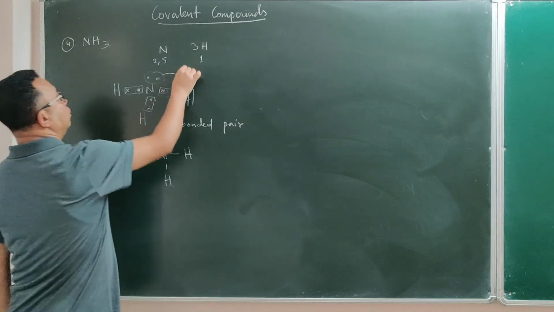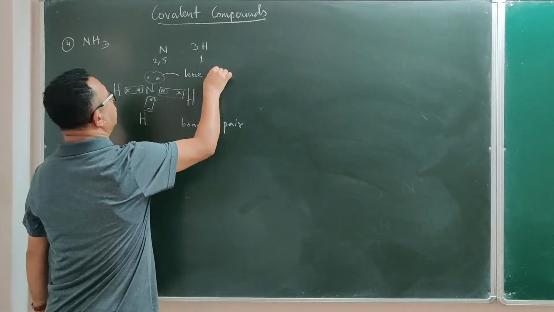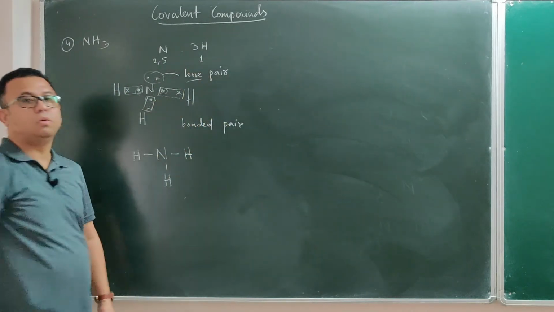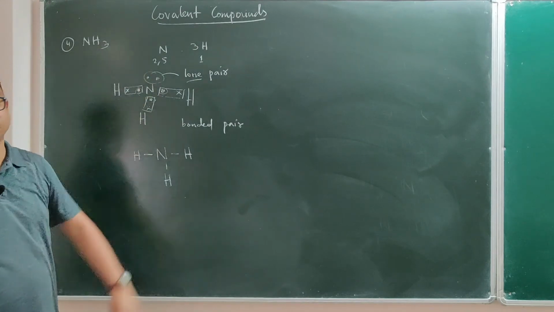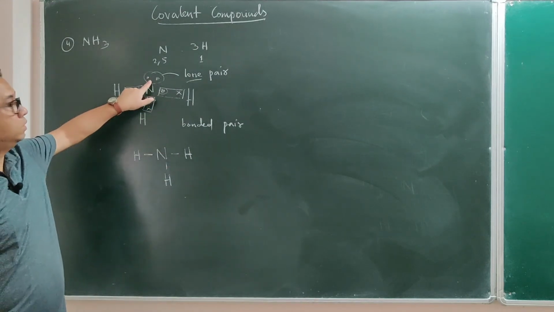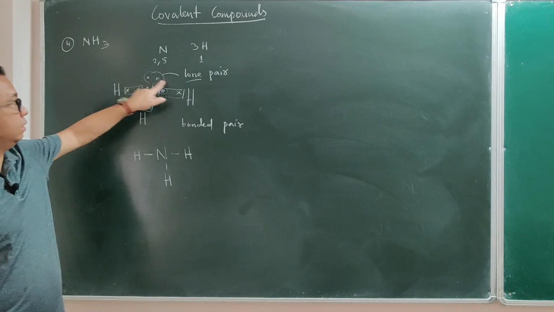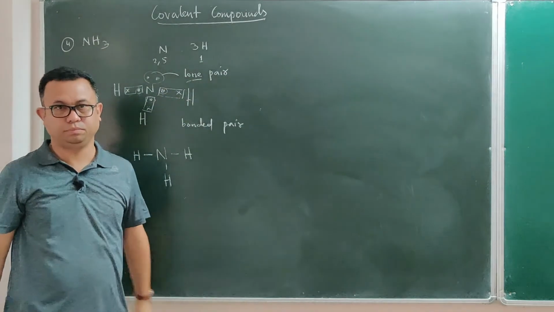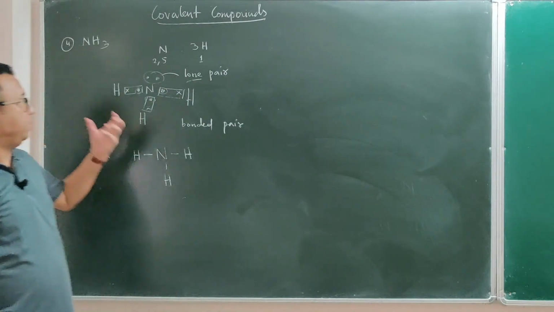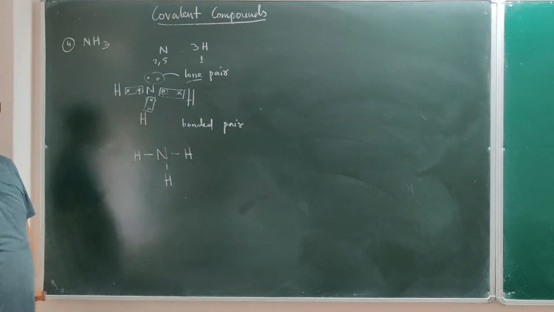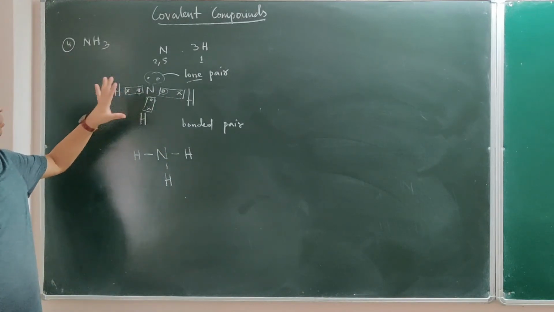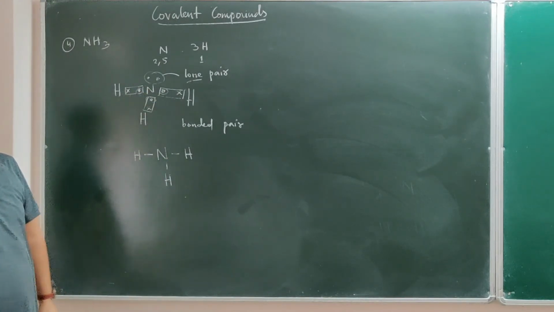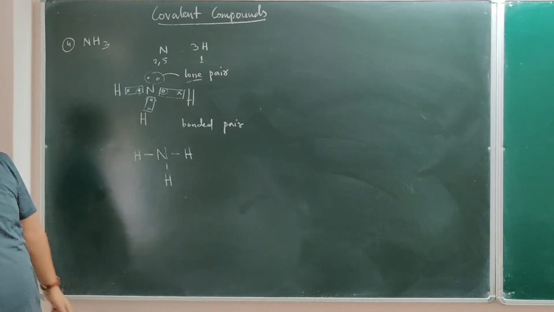Such a pair of electrons, not used for the formation of a covalent bond, is called a lone pair. Lone means alone, nobody took them for formation of bond. So that's why this is what we call a lone pair of electrons. Again, a lone pair plays a role in the formation of coordinate bond, so keep that in mind. So this is the formation of the ammonia molecule.